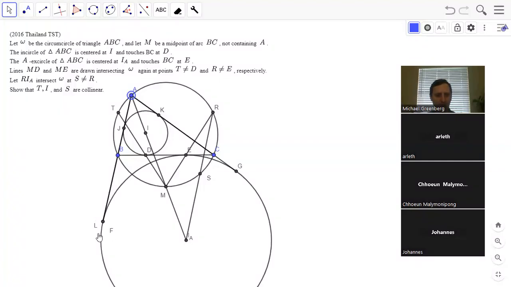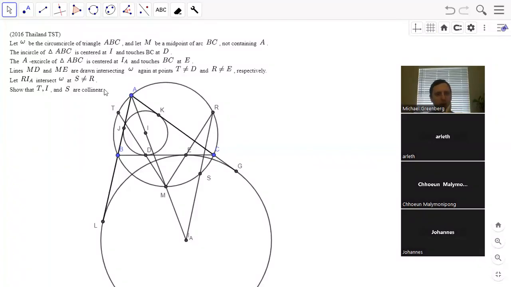So this is weird. There's like 2 letters that show up, so I'll just hide that. I'll just show L. Okay, so BD equals CE, that's well known. So MD and ME are like symmetric. So how would we show T, I, and S are collinear?